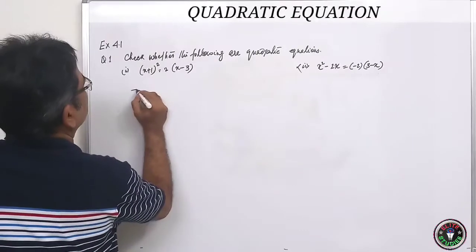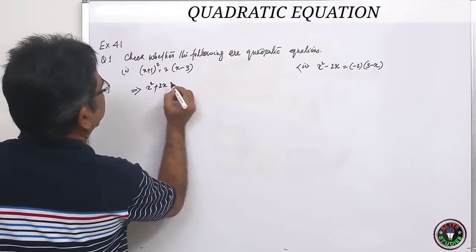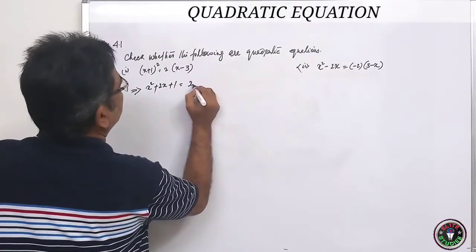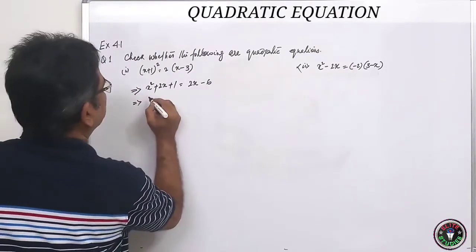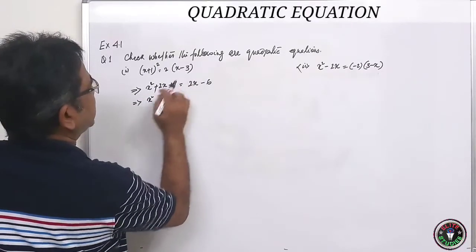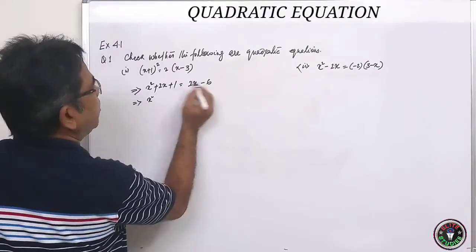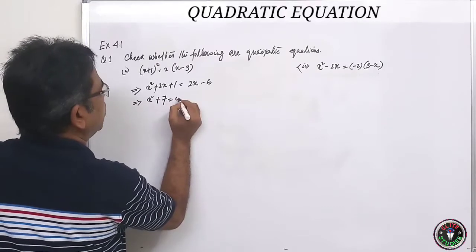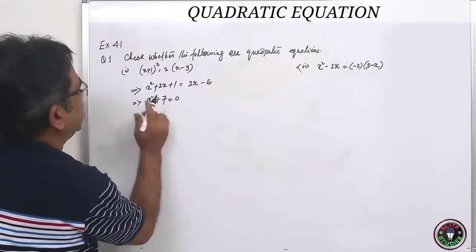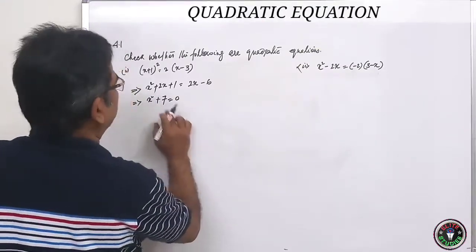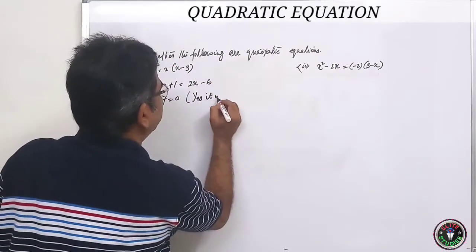Now you open these brackets. It will be x square plus 2x plus 1 is equal to 2x minus 6. So this gives x square, and 2x minus 2x cancels out, and 1 plus 6 will become plus 7. So x square plus 7 is equal to 0. Now you see, the x square term is here. The degree is 2. So this is a quadratic. Yes, it is quadratic.